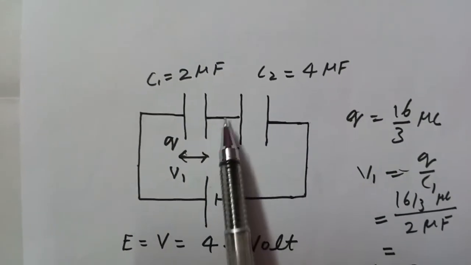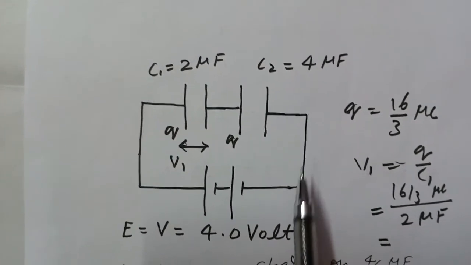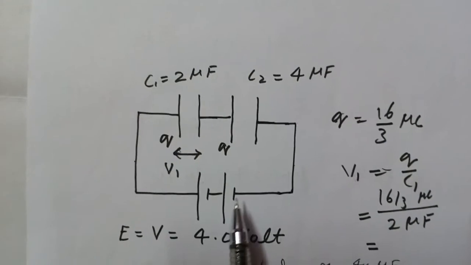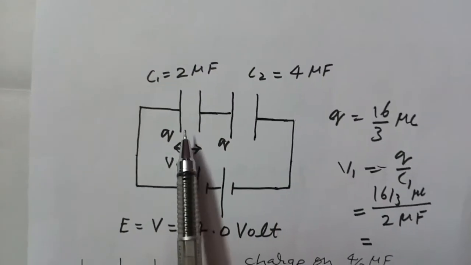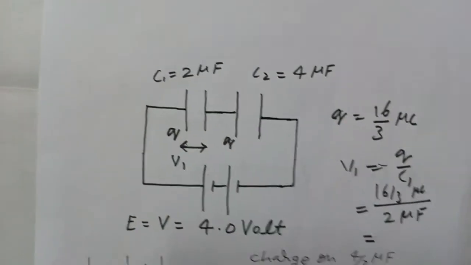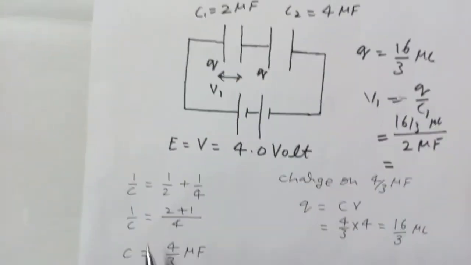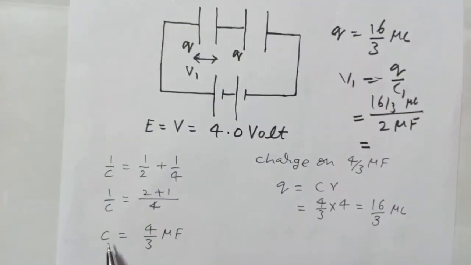Now here are two capacitors of capacity 2 microfarad and 4 microfarad connected in series, and then they are connected to a battery. Voltage across battery is 4 volt. So what will be charge on each capacitor, and what will be potential difference across each capacitor, and what is equivalent capacitance? So by calculation, 1 by C is equal to 1 by 2 plus 1 by 4, and equivalent capacitance comes out to be equal to 4 by 3 microfarad.